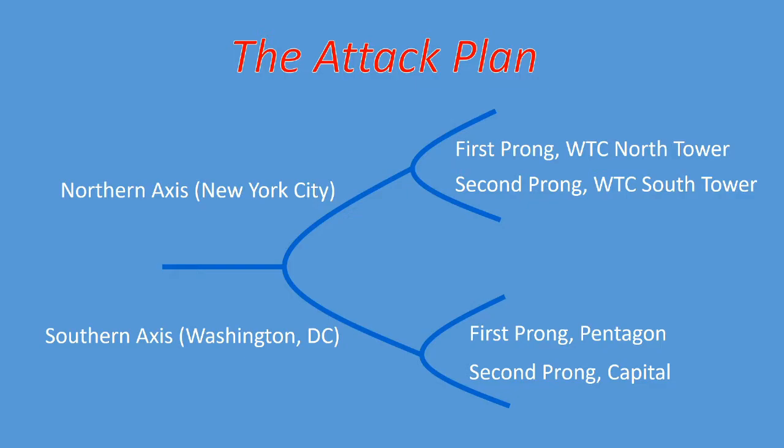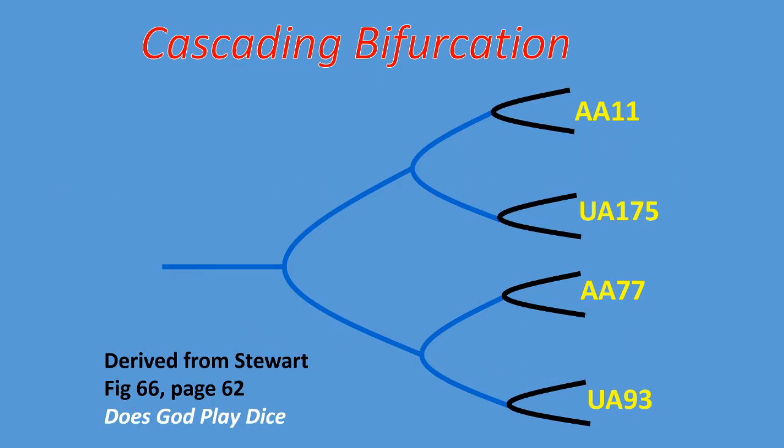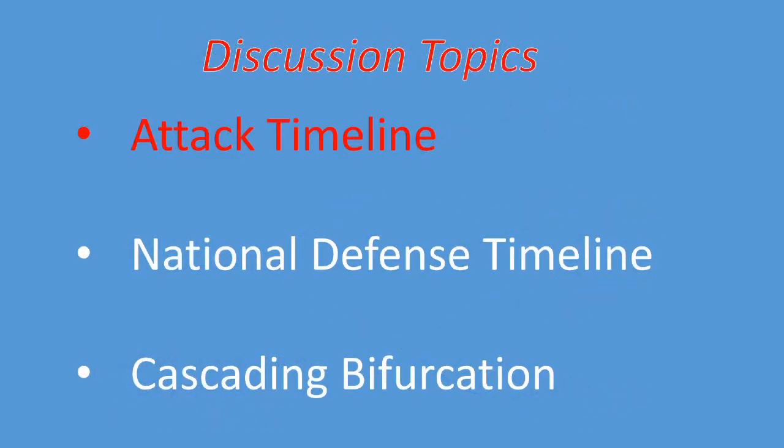2 axes of advance, each axis with 2 prongs. Such an attack is complex, designed to cause confusion in the defense, and that is exactly what happened. Each of the 4 commandeered flights became something other than a single plane, each to be flown into specific targets. To describe the bifurcations that amplified the chaos of the morning, we will discuss 3 things. We begin with the attack.